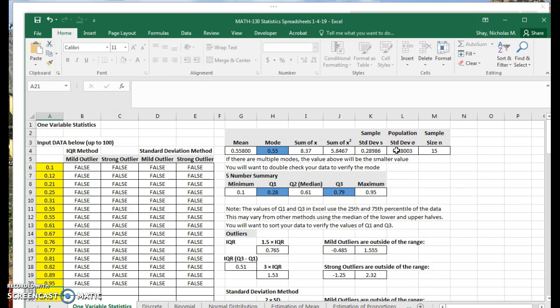Now there are two. Is this the standard deviation of a sample or a population? Well, these aren't the weights of all the diamonds in the world, so this is going to be a sample standard deviation. So that's going to be 0.28986. Let's round this to 4 decimal places, so 0.2899.